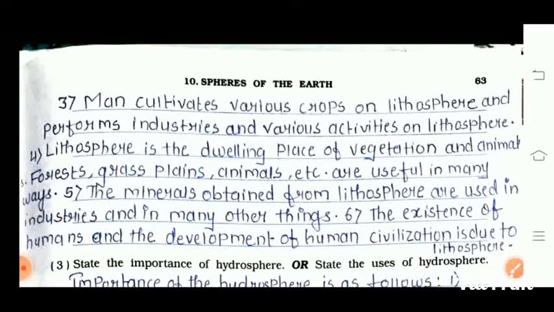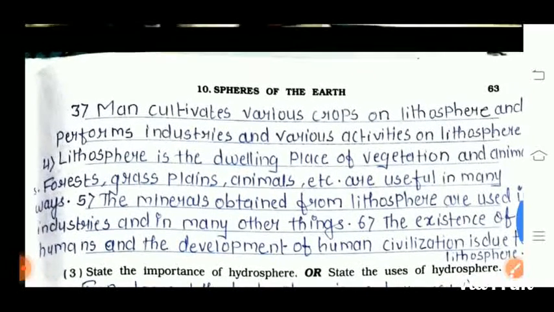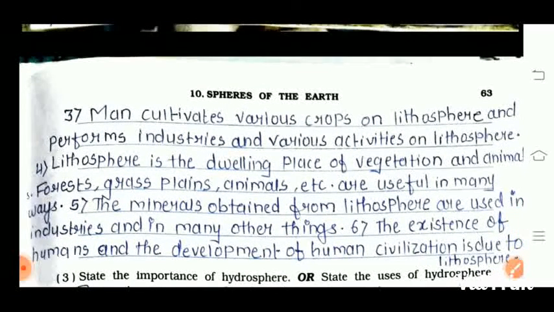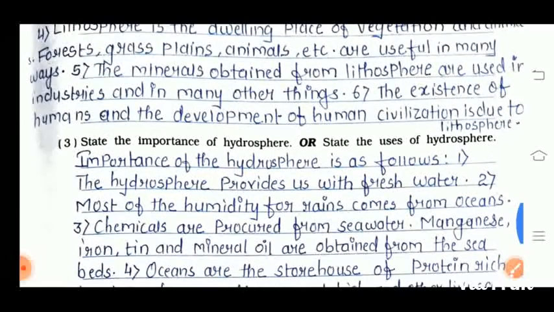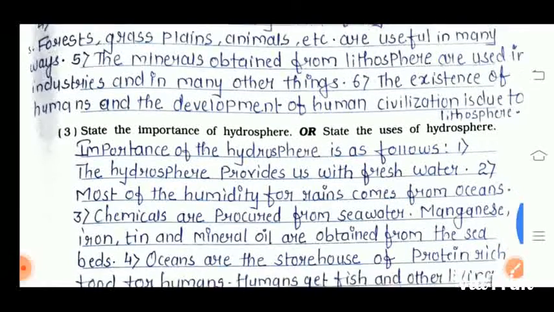Fourth point is the lithosphere is the dwelling place of vegetation and animals. Forests, grass, plains, animals, etc. are useful in many ways. Fifth point is the minerals obtained from the lithosphere are used in industries and in many other things. Sixth point is the existence of humans and the development of human civilization is due to the lithosphere.